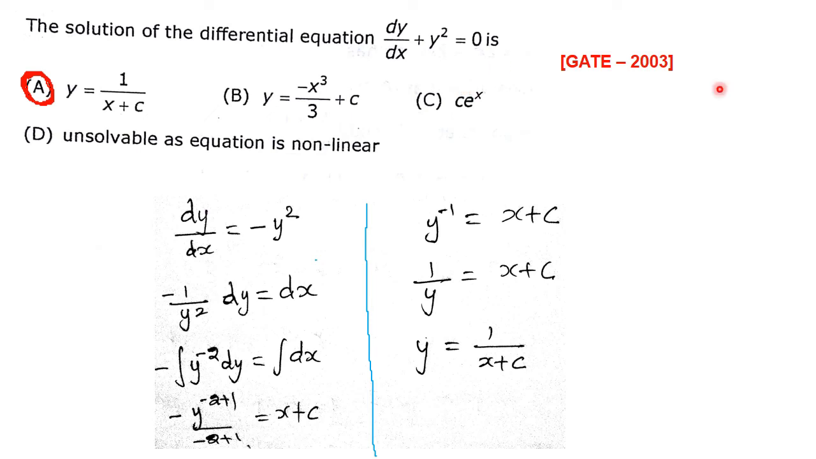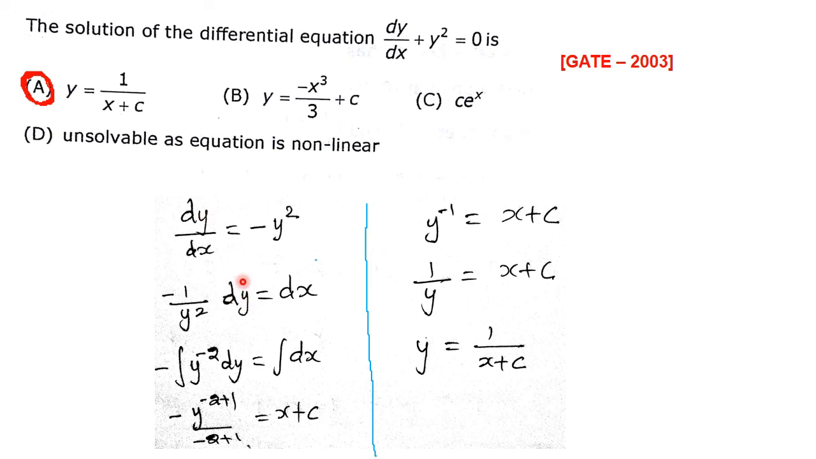Next one, we are going to discuss the RHS equal to 0 category. Solution of the differential equation dy divided by dx plus y square is equal to 0 is. This is a GATE 2003 question. Here we have to separate the variables, since it is the RHS equal to 0 condition. Now x and y values are taken to different sides, LHS and RHS. Now dy divided by dx is equal to minus y square. Now y square is taken into the denominator and dx is taken to the RHS side. So minus 1 divided by y square into dy is equal to dx.